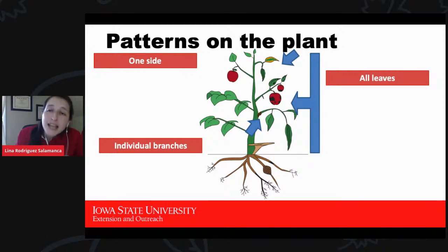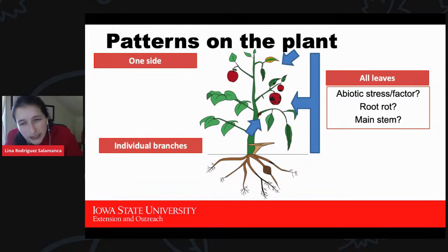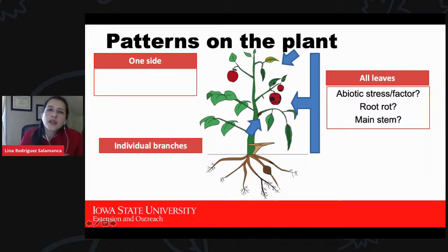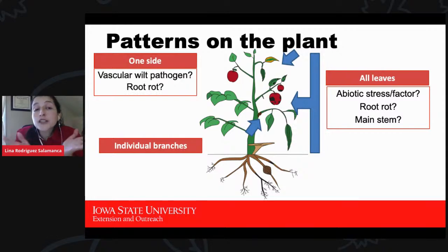All right, what patterns are you seeing? Are you seeing the symptoms on one side of the plant, in all leaves, or in individual branches? If you see the symptoms on all leaves, we may be talking about an abiotic stress factor, especially if it was static in time and space, if it started and stayed the same. However, if it's changing and advancing, you may be thinking about a root rot, or there may be something in the main stem. It could be an insect borer, or something like a mushroom draining all the nutrients from the bottom of the plant. If you're seeing symptoms on one side, once again, a vascular wilt pathogen may very well be causing those symptoms. Or it could be a root rot. And remember, the root rot could start on one side and then move throughout the canopy of that woody plant or tree.